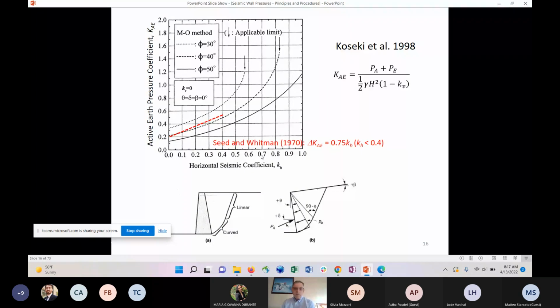In order to resolve that problem, because we do certainly get peak accelerations beyond that level in seismically active areas, Seed and Whitman came up with a simplification of this so-called Mononobe-Okabe method, whereby the seismic increments are represented by a line given by this equation. They recommended it up to 0.4, but it's very often been used even beyond 0.4, for the simple reason that if you don't, you end up with infinite lateral earth pressure, and of course you can't design for that.